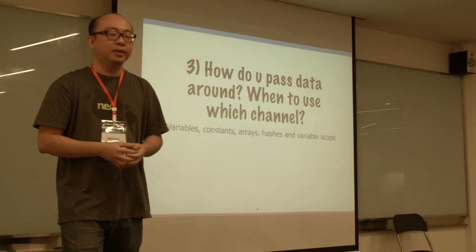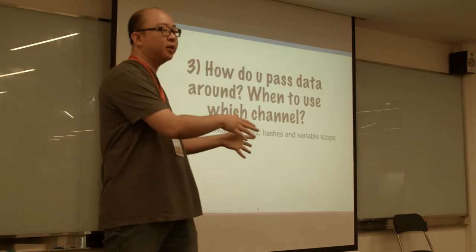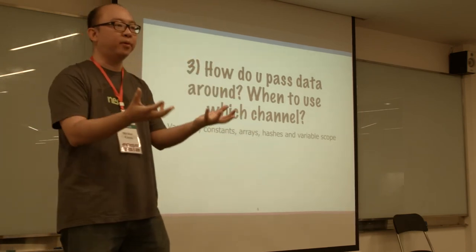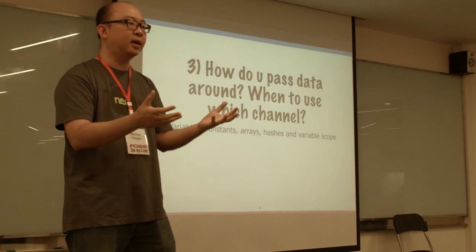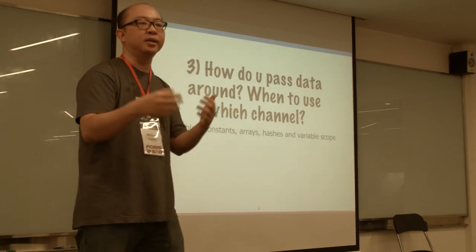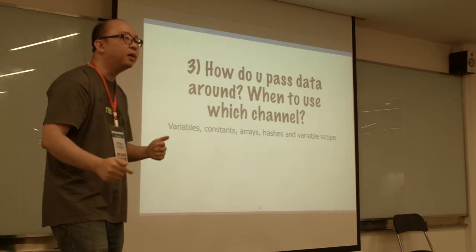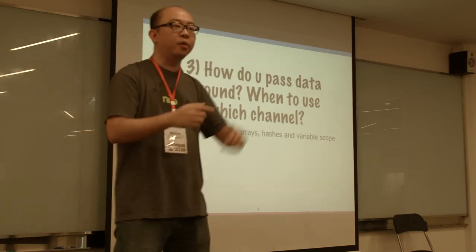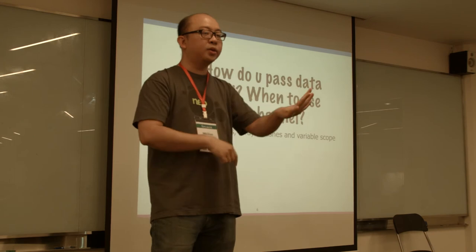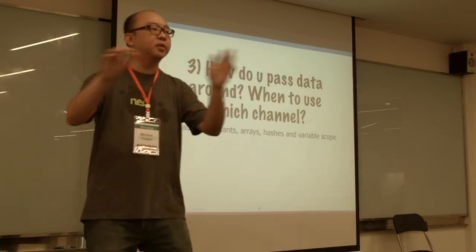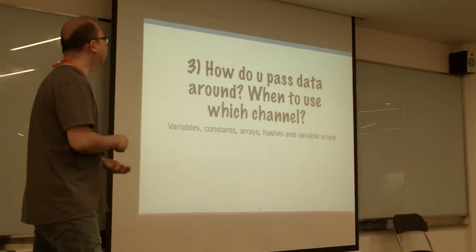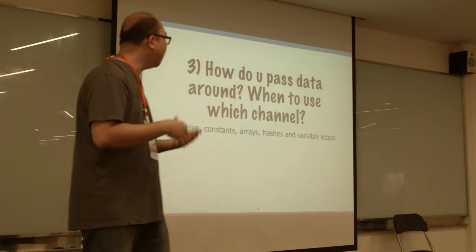Number three, you learn about how to output stuff on screen. You learn about how to represent data of different types, like strings, integers, floats, and stuff like that. Third is how you pass information around, right? We read the same script from one script to another script, and so on and so forth. So that's how you pass data around, and when to use which one.